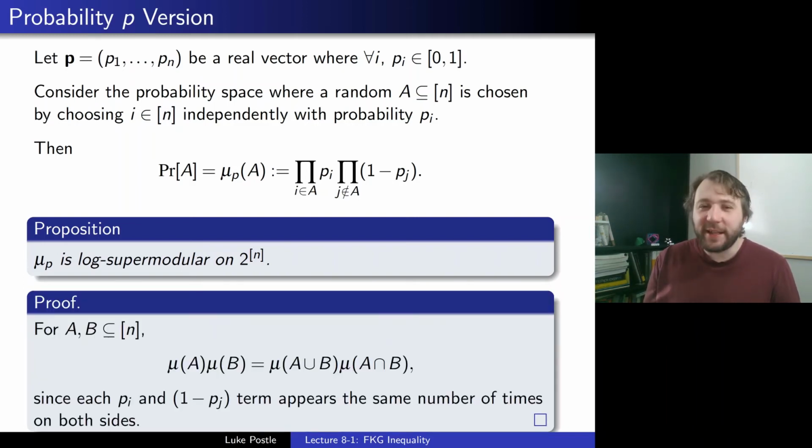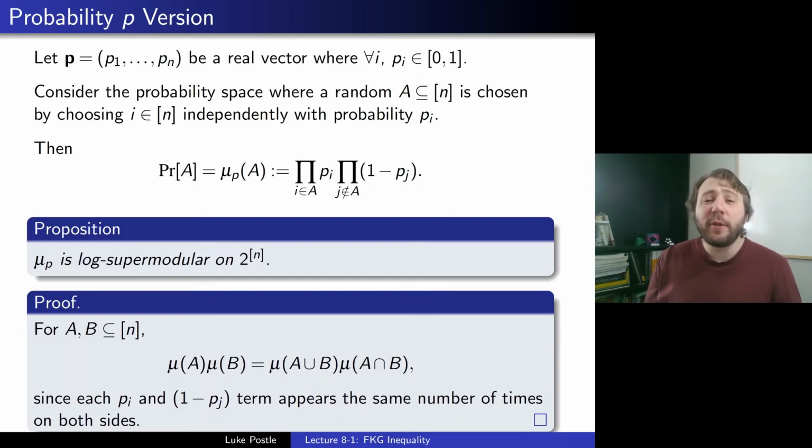Well, basically the answer is it's actually log modular. So for A and B, mu of A times mu of B is actually equal to mu on the union times mu on the intersection. Why? Well, each pi term, so you'd have the product of the pi's for i in A and for i in B. Well, that you could split up for A union B and A intersect B exactly, and the same with 1 minus pj. So they'd appear the same number of times on both sides of that equation. So you can work that out, but that's essentially the proof.